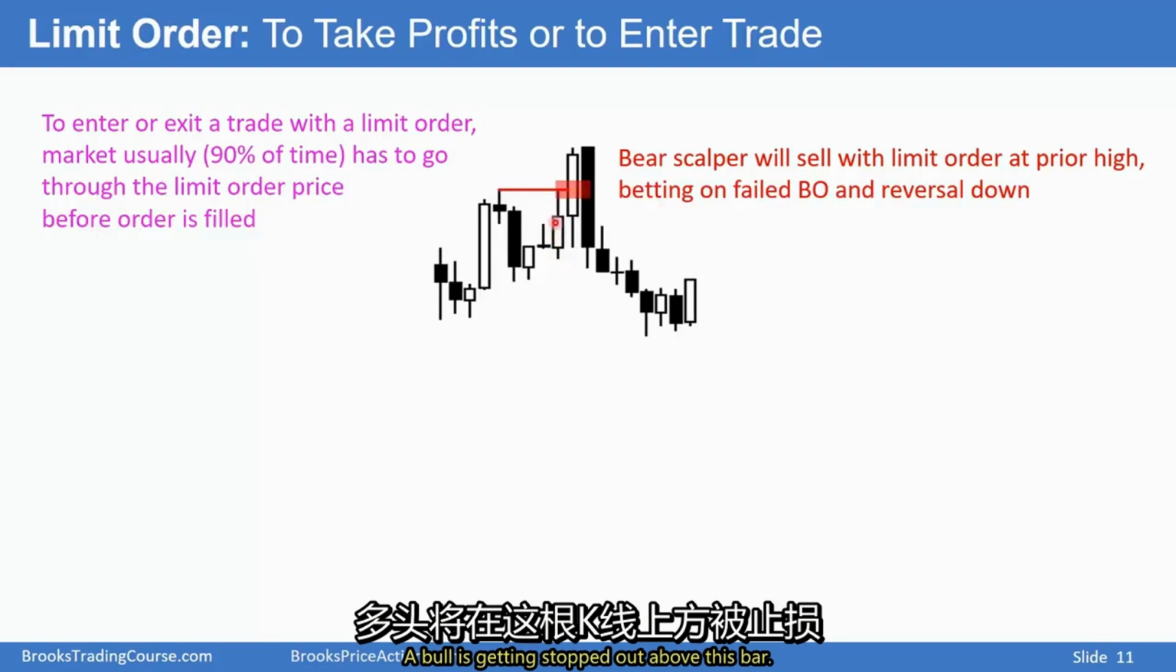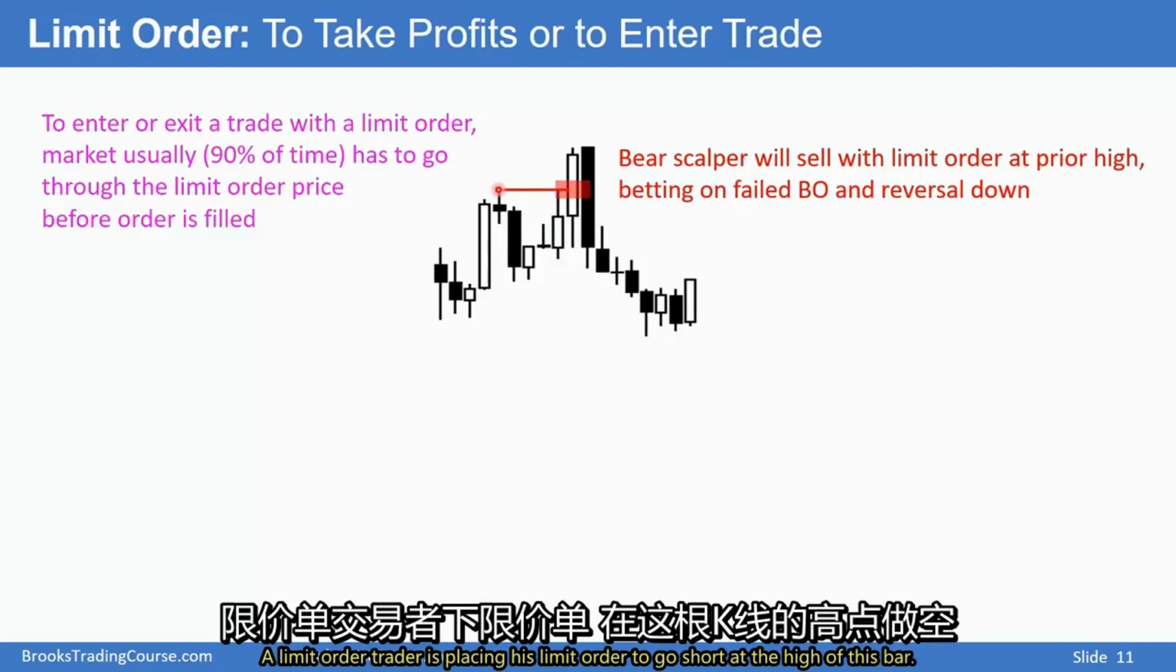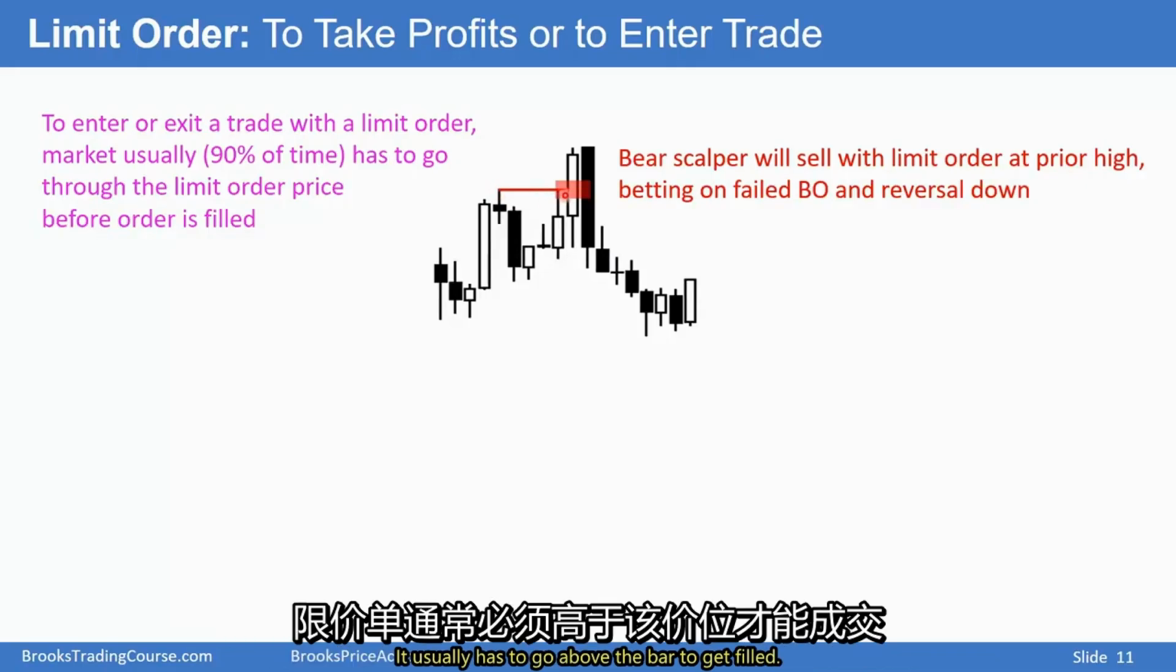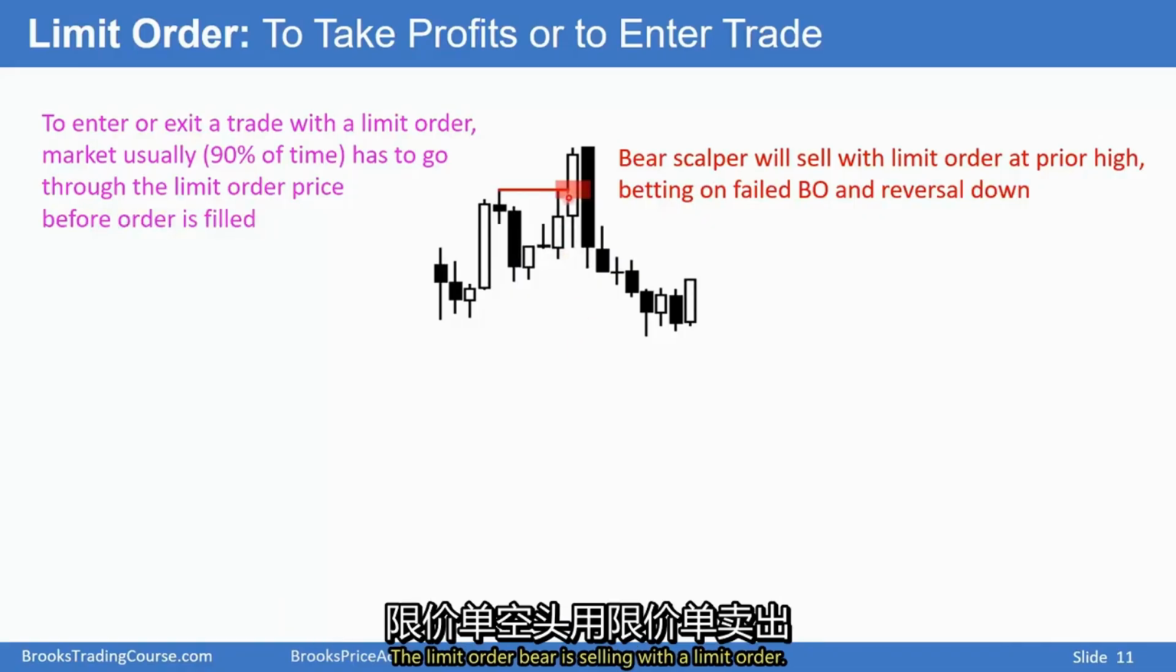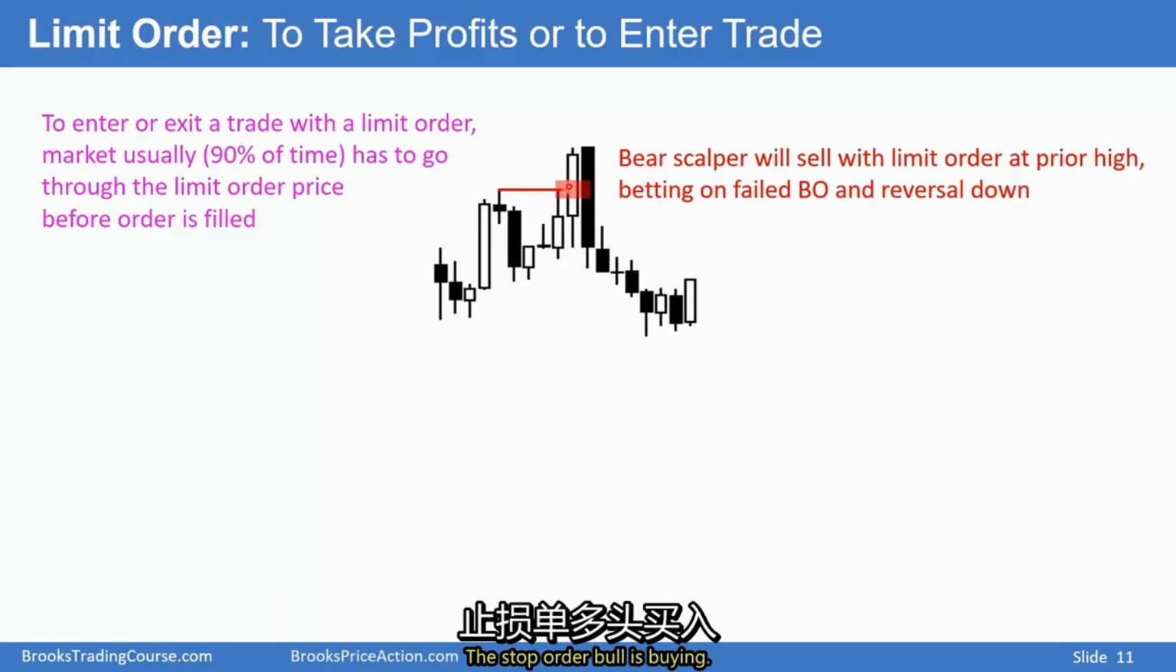A bull is getting stopped out above this bar. A limit order trader is placing his limit order to go short at the high of this bar. It usually has to go above the bar to get filled. The limit order bear is selling with a limit order. The stop order bull is buying.